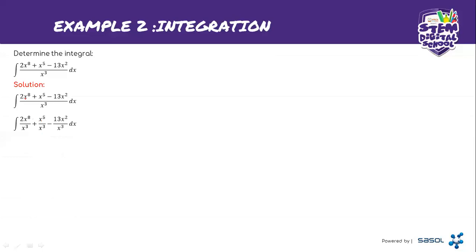The second step, we're going to say 2x to the power 8 over x cubed plus, then you're going to do the same with the others. Then this is what you're going to have on the second step. Therefore, we are going to simplify it. If you divide every term there, this is what you're going to obtain, which is 2x to the power 5 plus x squared minus 13x to the power negative 1.